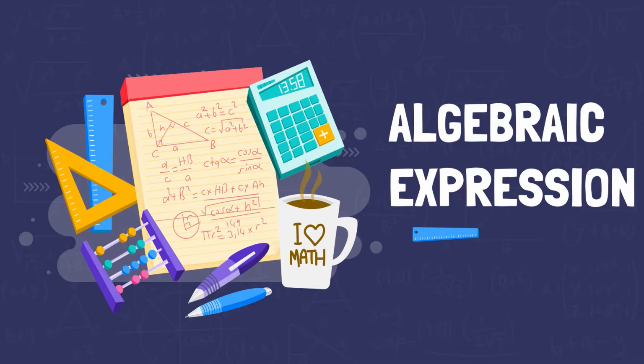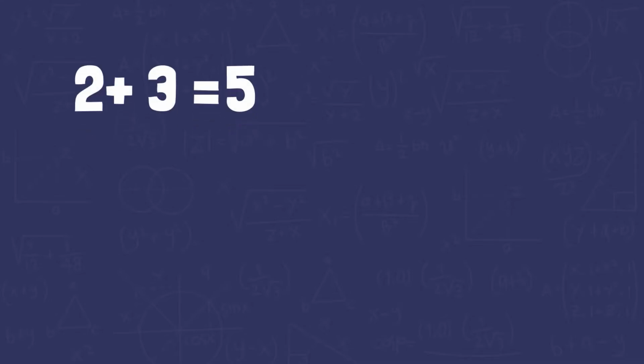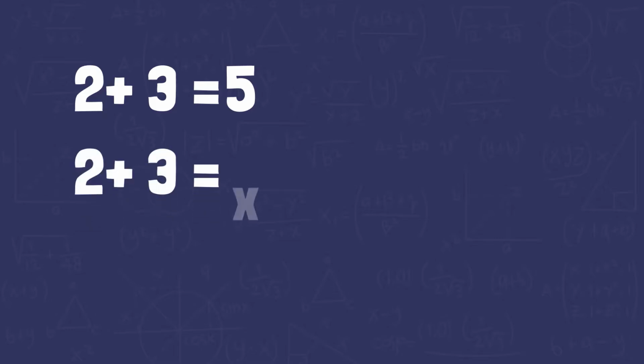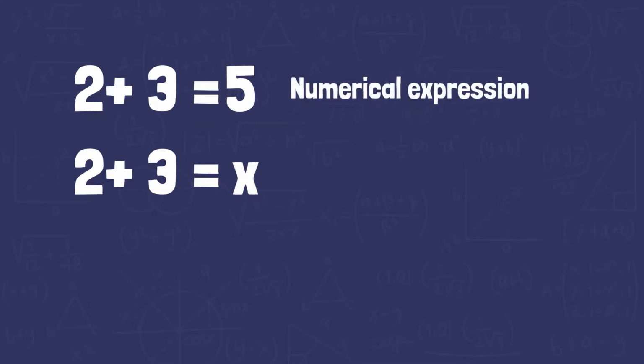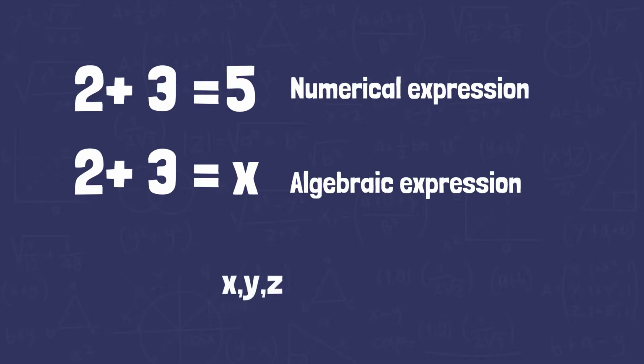Today we'll learn about algebraic expressions. Do you remember in arithmetic we used to do questions like 2 plus 3 is equal to 5, but in algebra we represent the unknown number by an alphabet such as an x. The above equation is called a numerical expression because it contains numbers. The equation below is called an algebraic expression because it has an alphabet. The unknown number can be represented by any alphabet, but the most common alphabets used in algebra are X, Y, and Z.